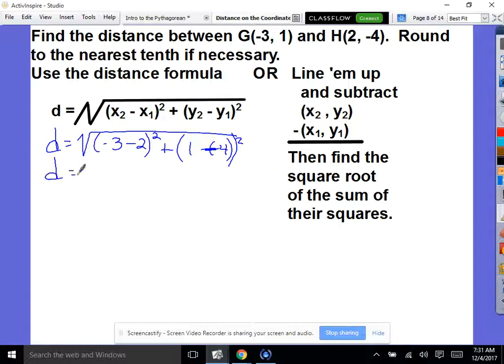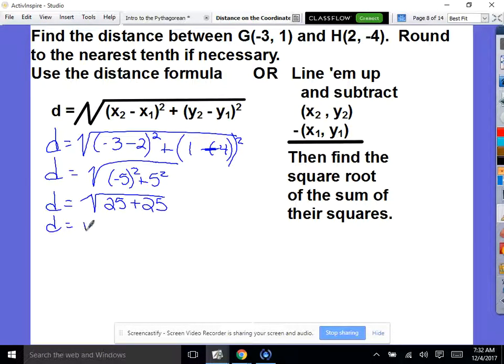So now we have D equals the square root of (-5) squared plus 5 squared. (-5) squared is 25 because -5 times -5 is 25. So 5 squared is 25. So D equals the square root of 50. D equals 7.1. Now I'm going to show you with the up and down or the vertical method.